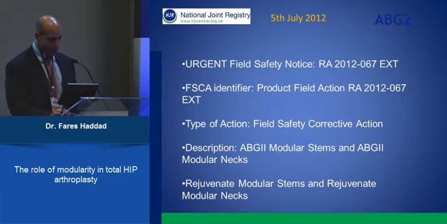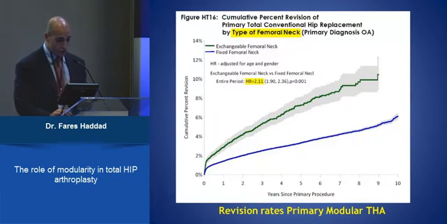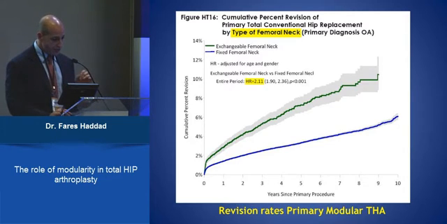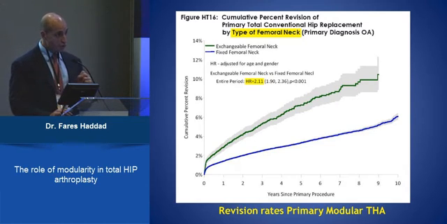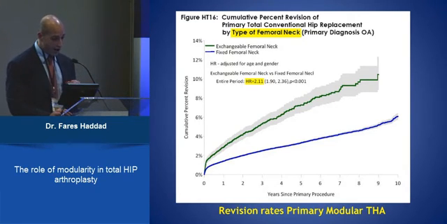And so in the UK we have these field notices where things like the ABG2 stem or the Rejuvenate are withdrawn because of the problems they've created. And if you look at the Australian Register, you can see that the type of femoral neck you have, if you have an exchangeable femoral neck, in other words, femoral neck modularity, you have a much higher failure rate for a variety of reasons, not just corrosion.